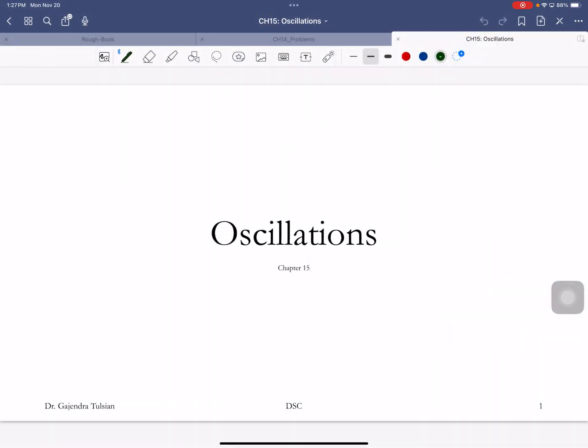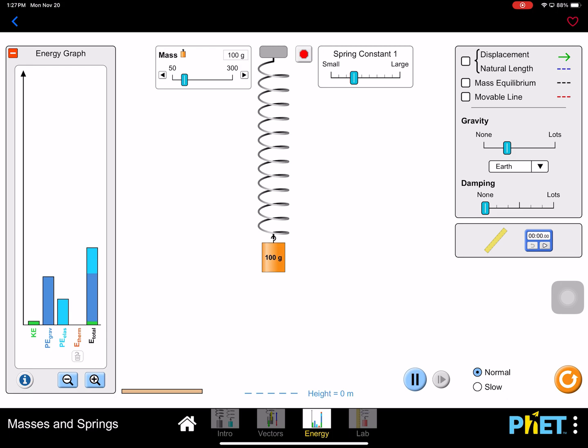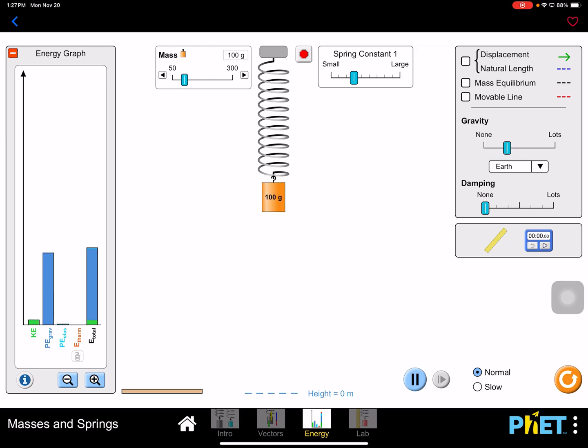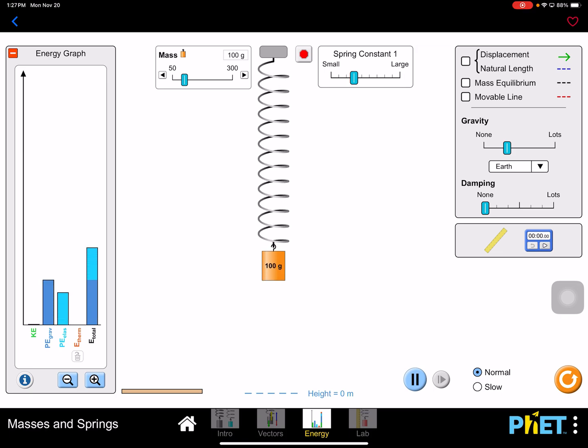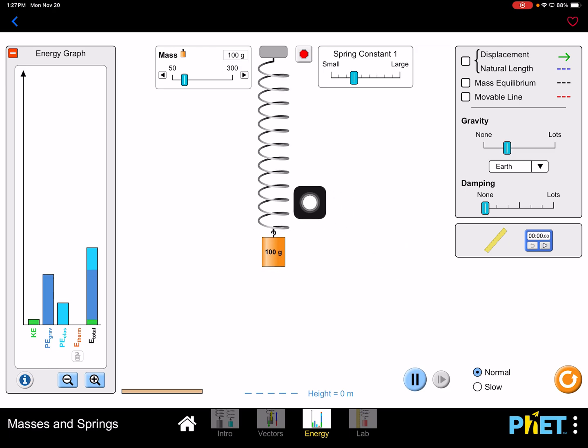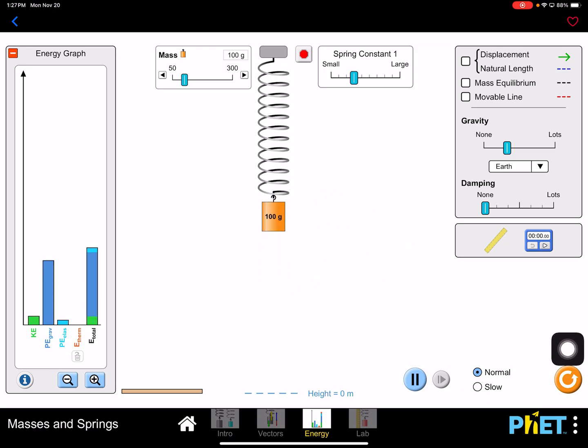All right. So in this chapter, this is a very important chapter. We'll study oscillations. Can you see the oscillations? Yes. Okay. So this is the basic kind of thing we want to study. You'll study many important things.